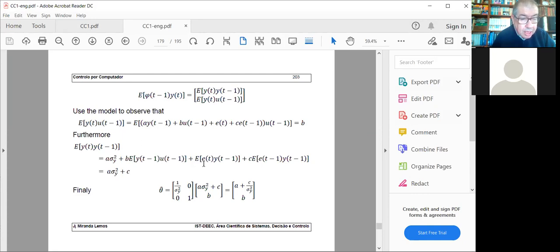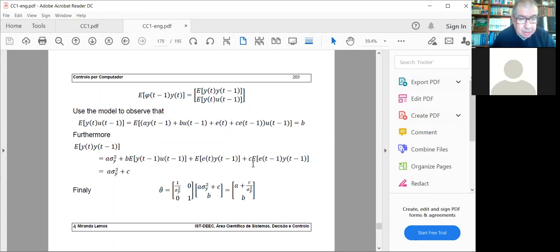Now, e_t times y of t minus 1. y of t minus 1 depends on e_{t-1} and its past. So e_t is independent of y of t minus 1. So the expectation is the product of the expectations, and the expectation of e is 0. So again, this does not contribute to anything.